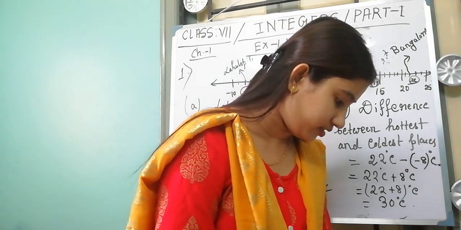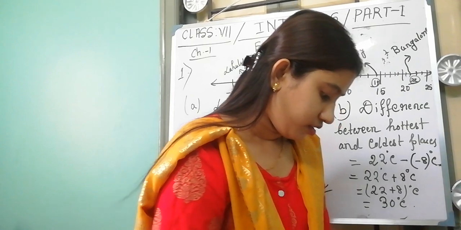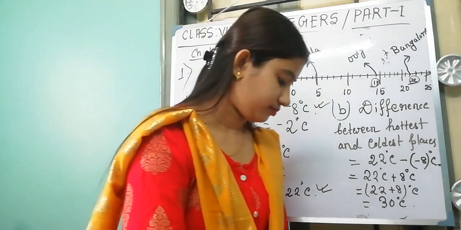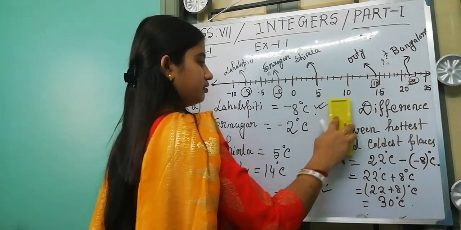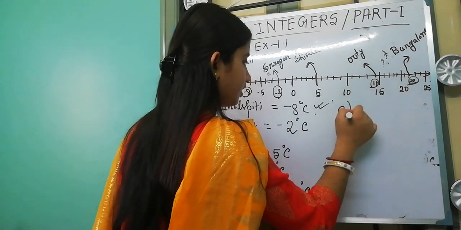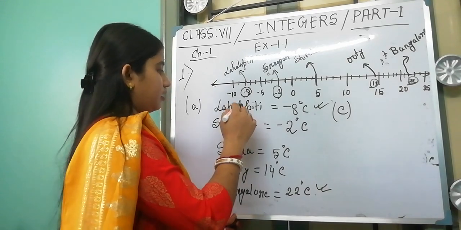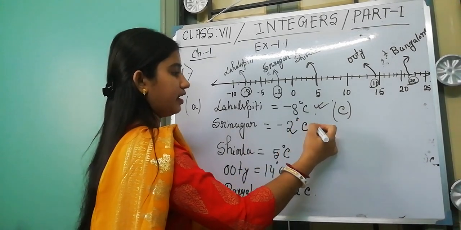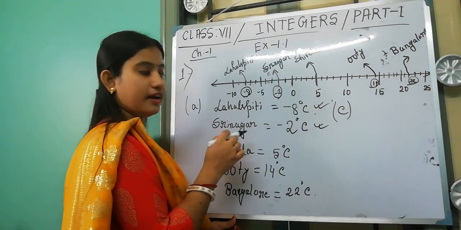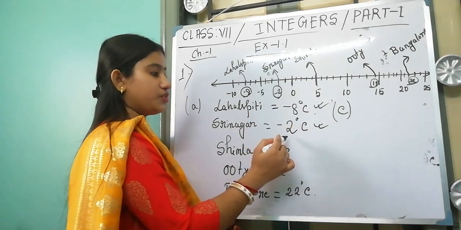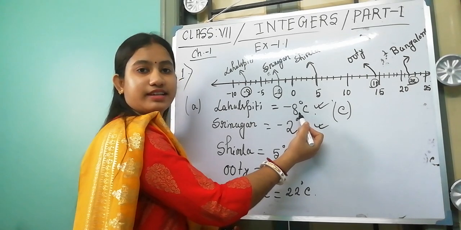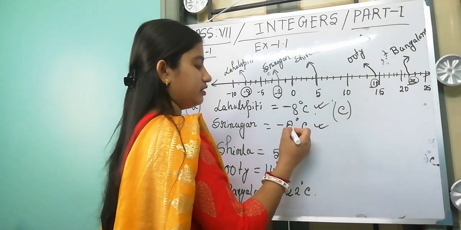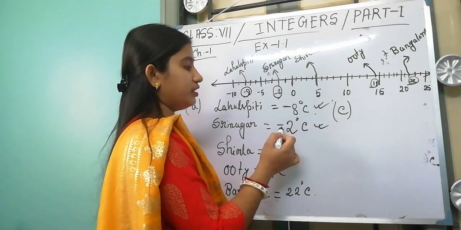Now next we try number C. What is the temperature difference between Lahul Spiti and Srinagar? Lahul Spiti is minus 8 degree centigrade, and Srinagar is minus 2 degree centigrade. Here, what is the greatest number, minus 8 or minus 2? We know that 8 is greater than 2. So, when we give this negative sign, then the meaning is opposite. That means minus 2 is greater than minus 8.